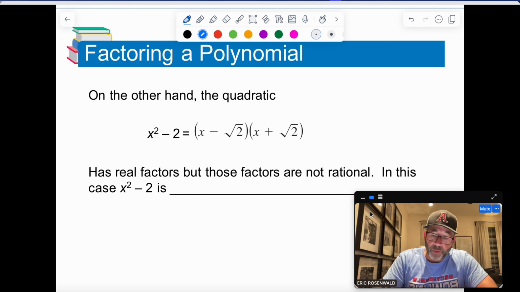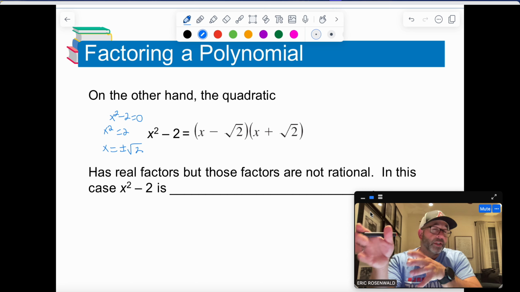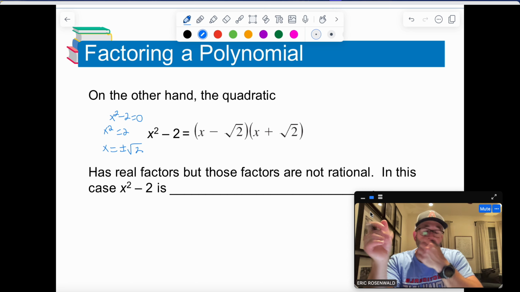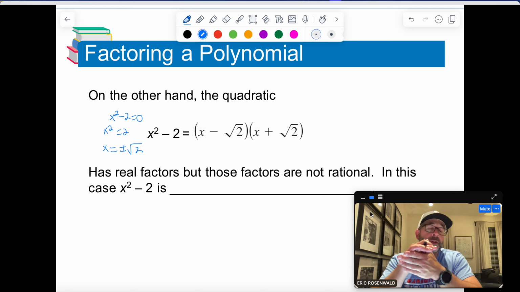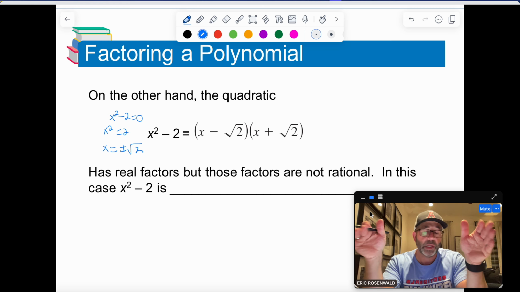to solve this, we would have x squared minus 2 is equal to 0, x squared is equal to 2, and x is equal to plus or minus the square root of 2. So these are real answers. They're not imaginary. They're real answers. And so we would say that it has factors, but those factors are not rational. And then in this case, x squared minus 2 is irreducible over the irrationals.